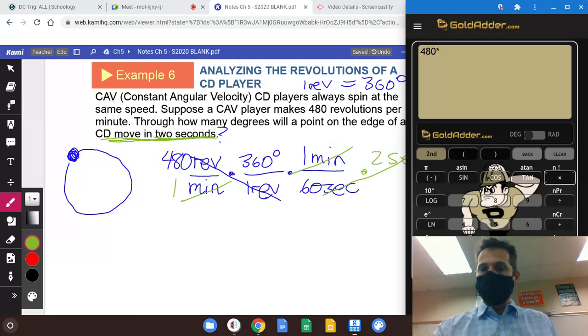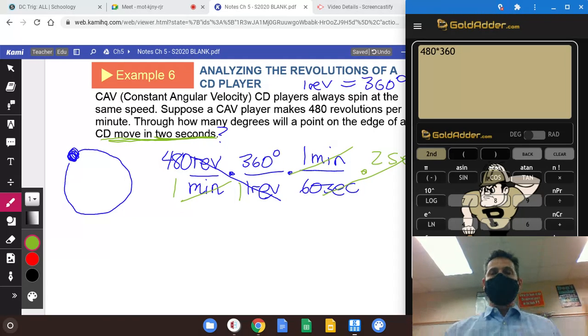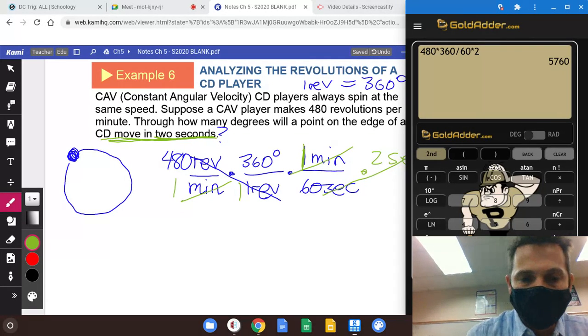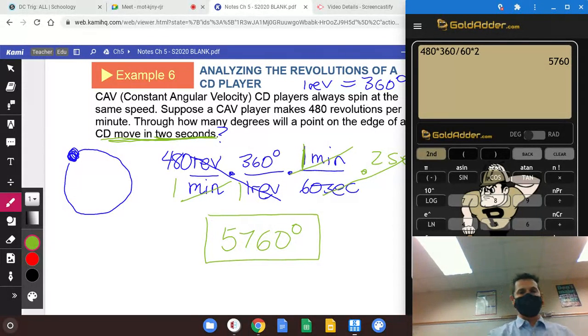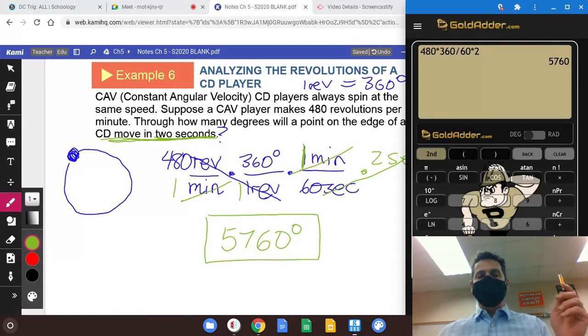So the next thing I'm going to do is times 360. And again, that's divided by 1 there, but I don't need to divide by 1 because that's easy. Okay. And then same thing right here, times 1. I don't need to multiply by 1. But the next thing I'm going to do is divide by 60 because that's on the bottom. Okay. And then I'm going to multiply by 2 because that's on the top. Okay. I'm left with 5,760 degrees. Which is your answer. Through how many degrees will the point on the edge of that CD move in 2 seconds? 5,760.